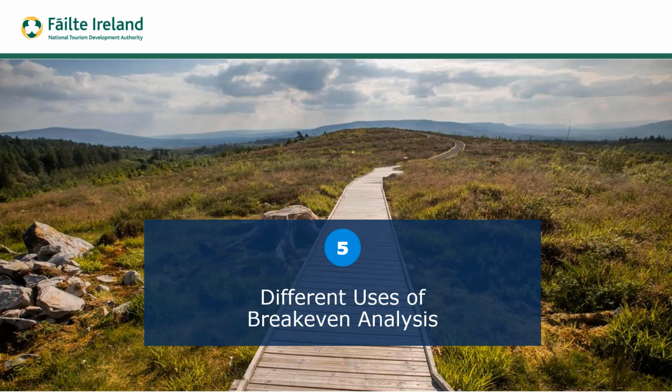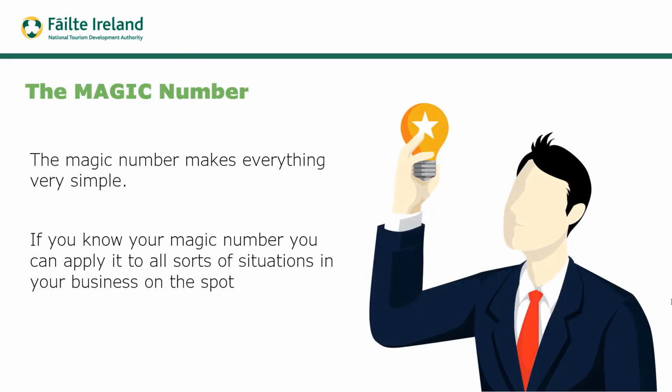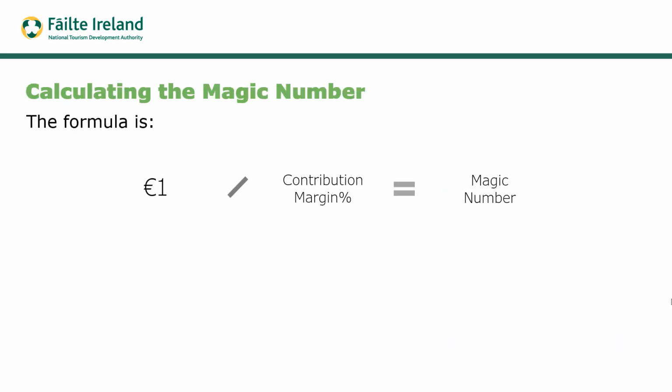So different uses of break-even analysis. Introducing the concept again of the magic number. The magic number makes everything very simple. If you know your business's magic number, you can apply it to all sorts of situations in your business on the spot to help you make better informed and better decision making. The magic number is simply the amount of sales needed to cover a €1 increase in fixed cost. And we calculate it by dividing €1 by your contribution margin percentage.